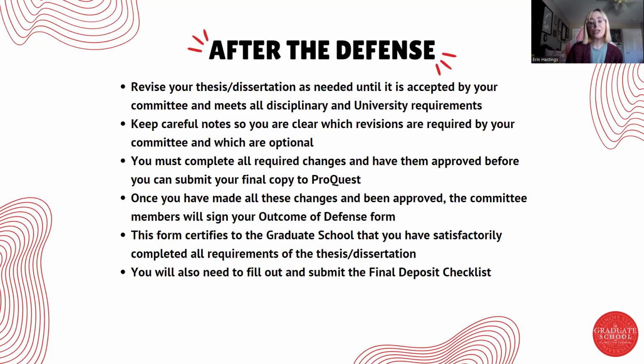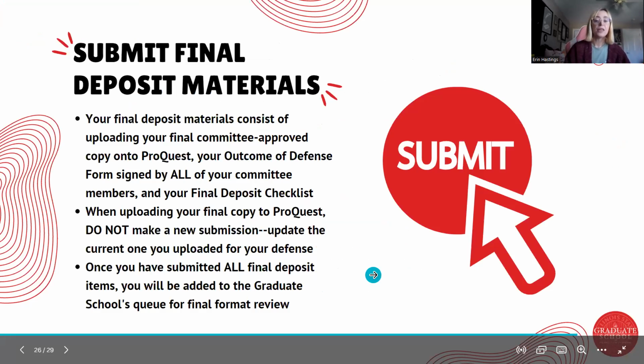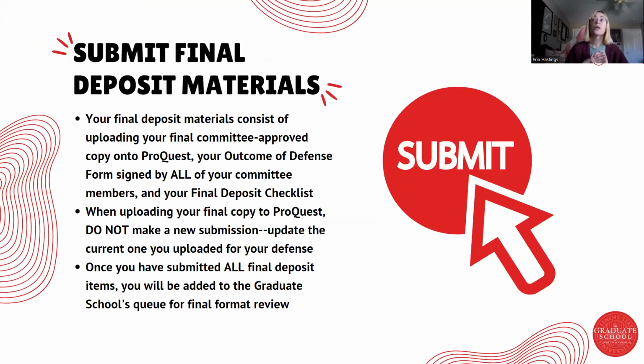Once you have made all of these changes and have been approved by your committee, the committee members will sign off on your outcome of defense form. This form certifies to the graduate school that you have satisfactorily completed all requirements of the thesis and dissertation oral defense. You will also need to fill out and submit the final deposit checklist. And the final deposit checklist and the outcome of defense form, along with your final copy uploaded to ProQuest, is the nice little bow of your final deposit materials.